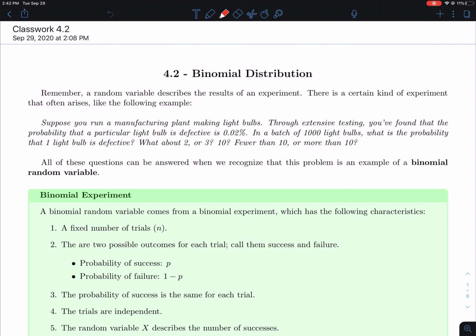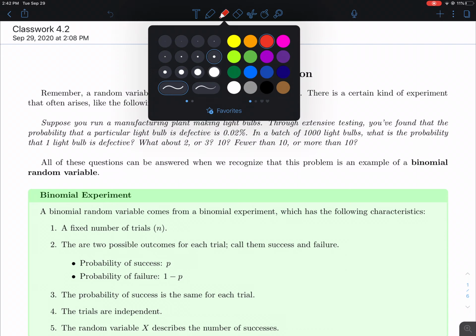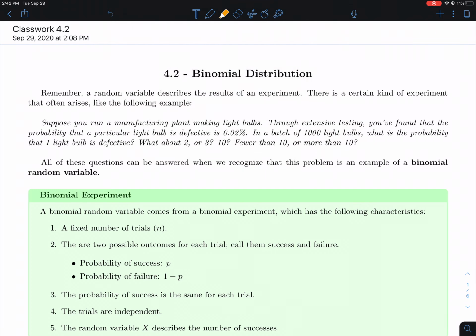distributions. So just as a quick refresher, remember a random variable describes the result of an experiment. I think we had that definition in our last 4.1, and we've had it earlier too, so it just kind of keeps coming up again.